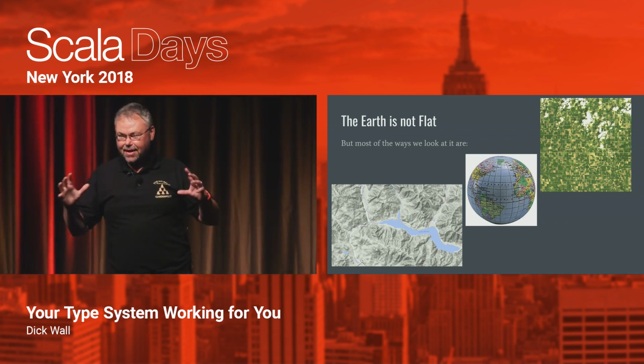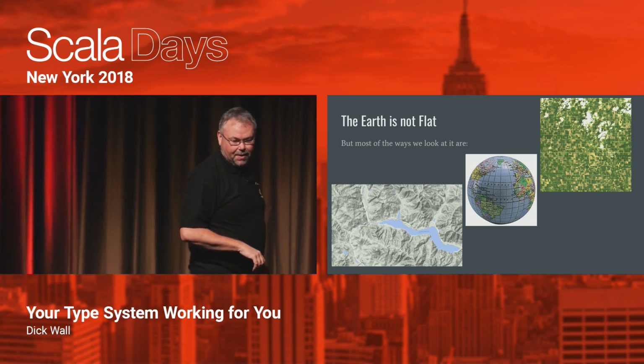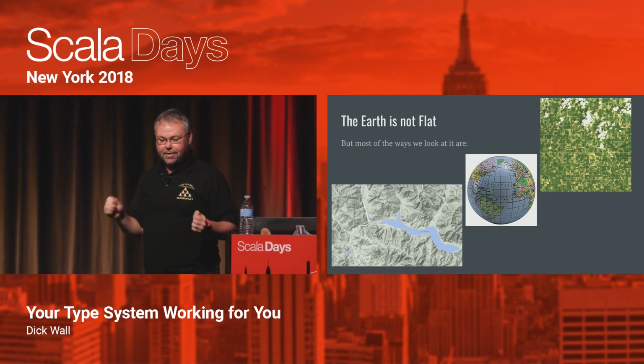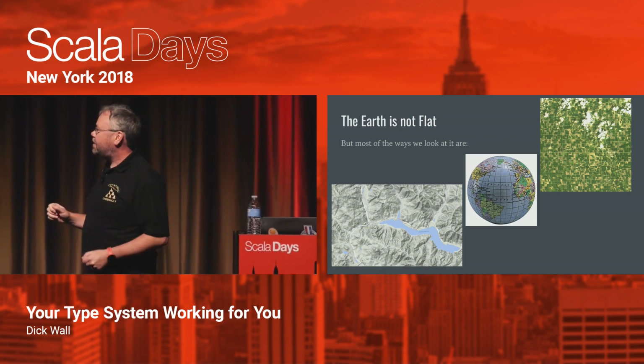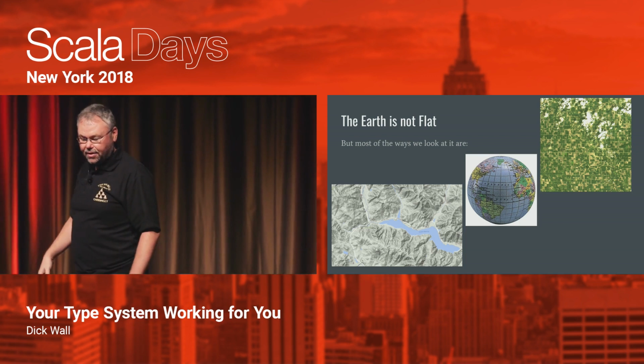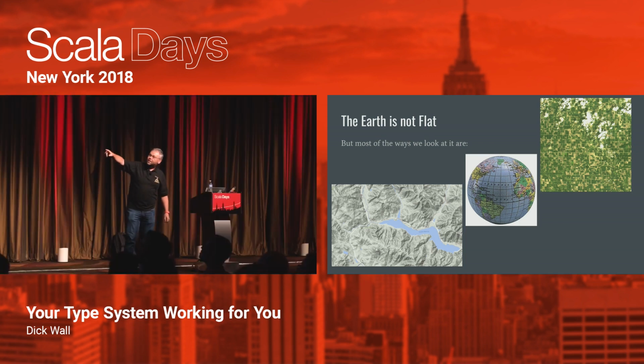I'm going to start with that as a premise. But most of the ways that we look at the Earth are flat. We deal with two-dimensional data a lot. Got a couple of examples here. Bottom left is a relief-shaded topographic map from, I think, Google Maps. It simulates 3D by having the shading, and if you move around, you actually see the elevation model change a bit. In the middle is really the best way to look at the Earth, a globe.